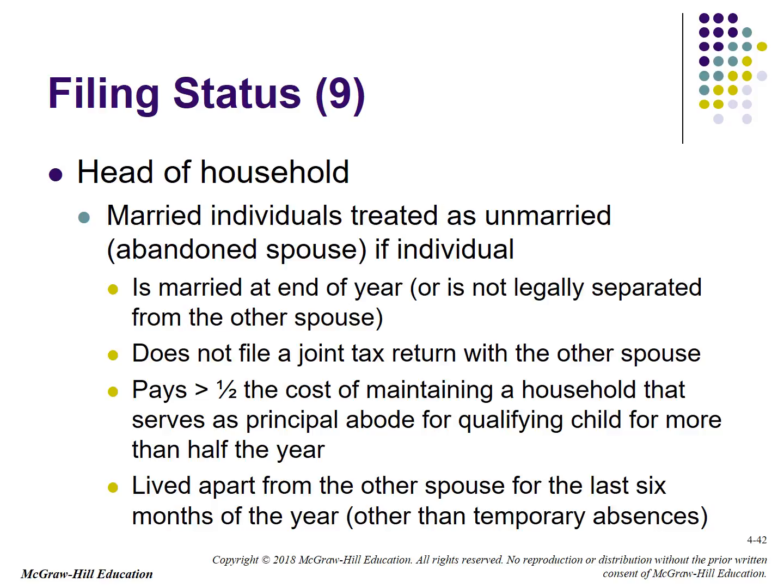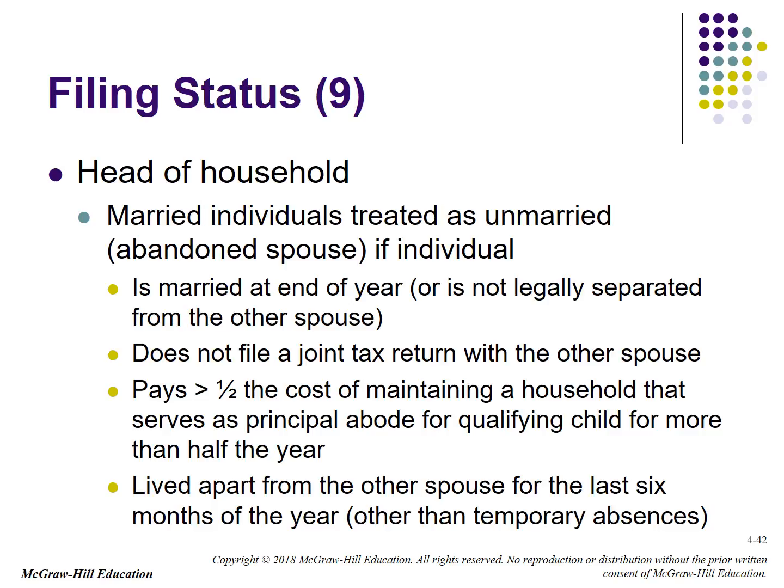This is you're married at the end of the year legally. You don't file a joint tax return with your spouse. You pay more than half the cost of maintaining a house where a qualifying child lives for more than half the year, and your spouse has not lived with you in the past 6 years. You're truly looked at as abandoned.